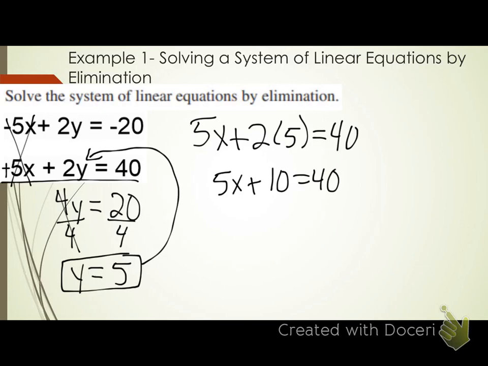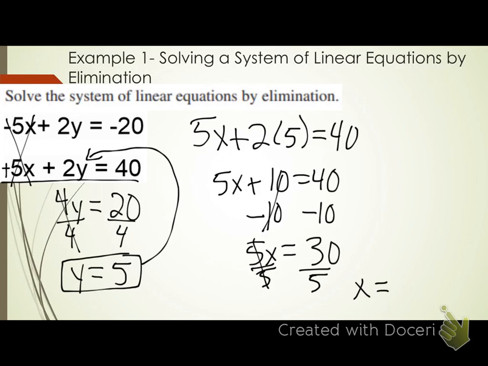Next step to get x by itself. Subtract 10. 40 minus 10. 30. And last step, to get x by itself? Divide both sides by 5. 30 divided by 5? 6. So there's my x value now.